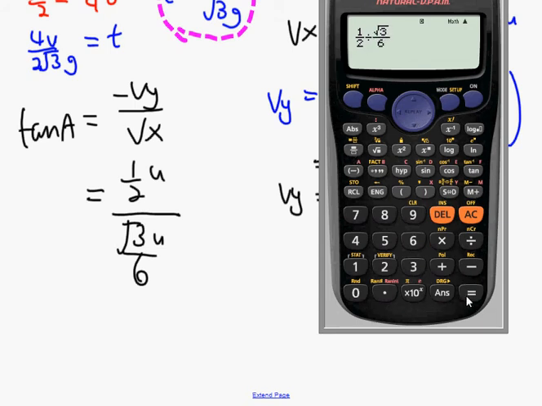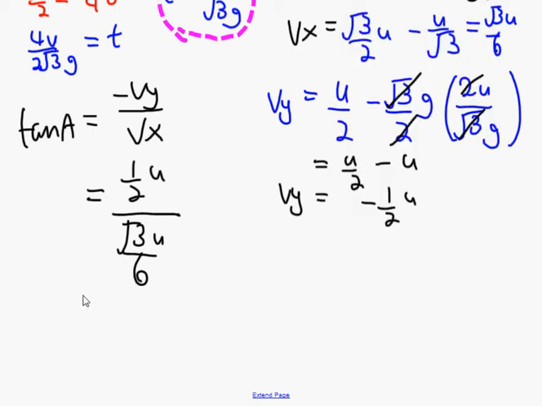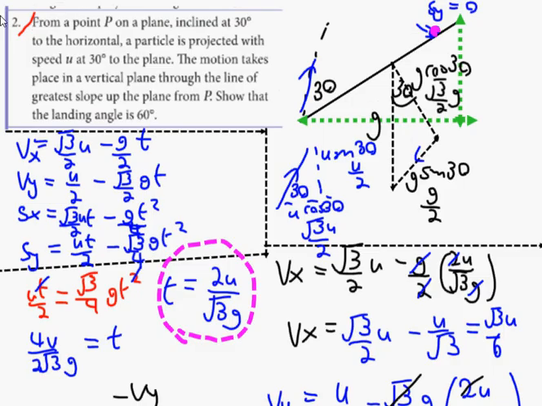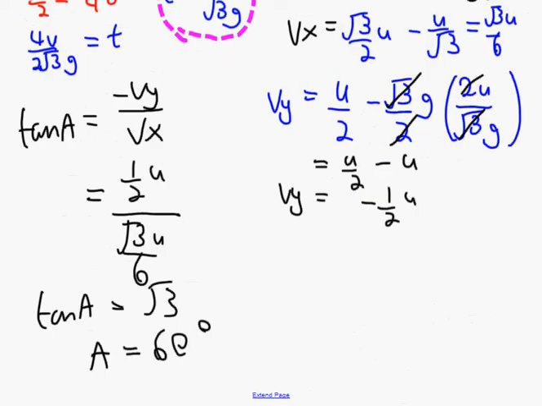And I'm expecting 1 over root 3, or root 3 itself. So tan A equals root 3. Tan inverse of that, A equals 60 degrees. Is that the landing angle we're looking for? There you go, landing angle there. Okay.